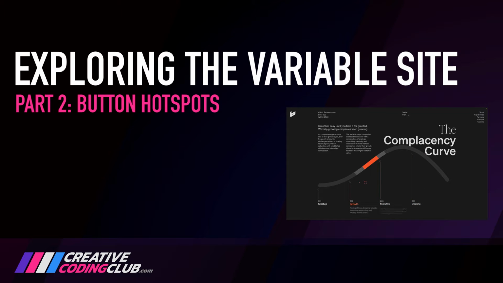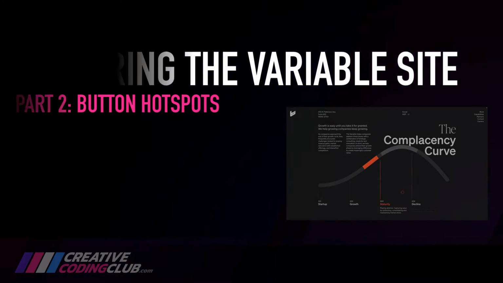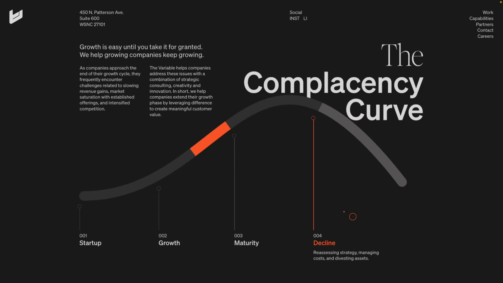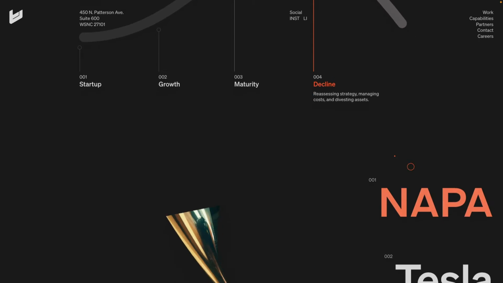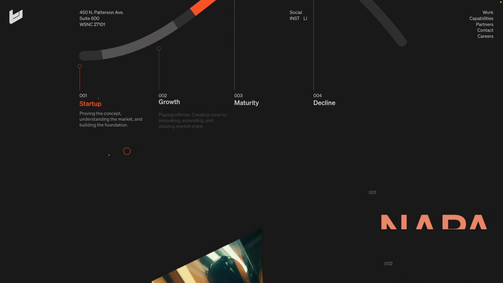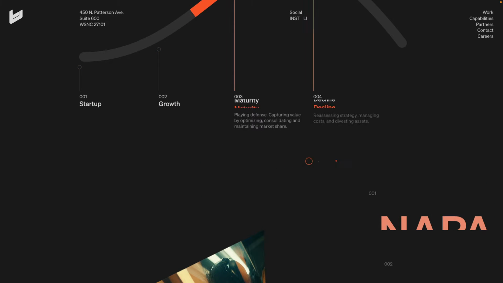Welcome to Exploring the Variable Site Part 2, adding interactive hotspots. As we've pointed out before, the stroke is going to follow my cursor as I roll over these different sections. Now they're using a full page hotspot, meaning that I can go anywhere on the page and everything will be interactive. Even if we do it down here on the bottom, you'll see the stroke still follows the cursor.